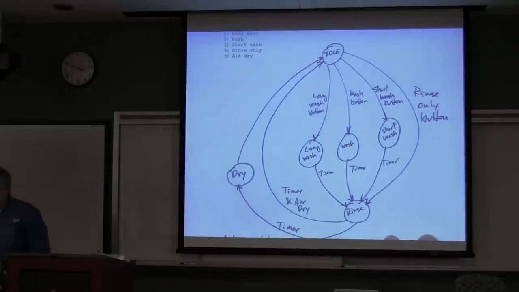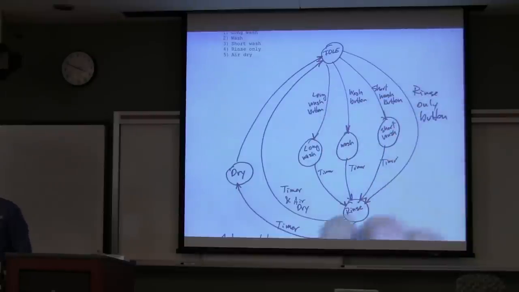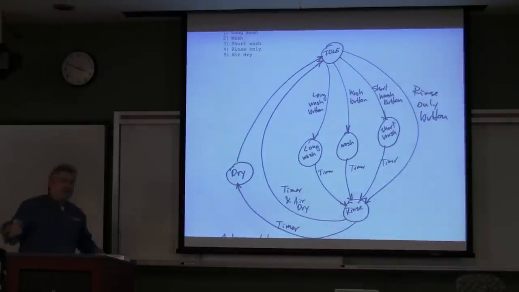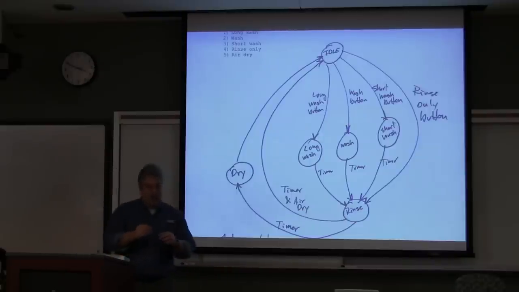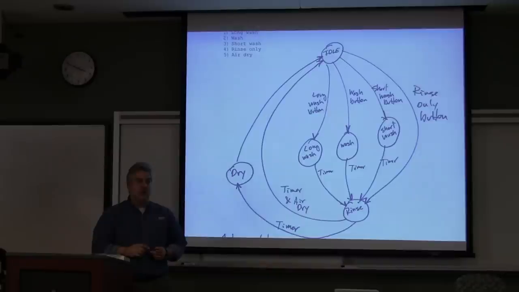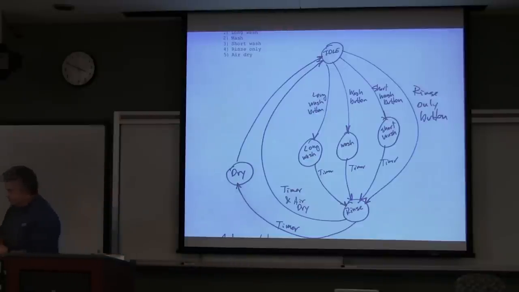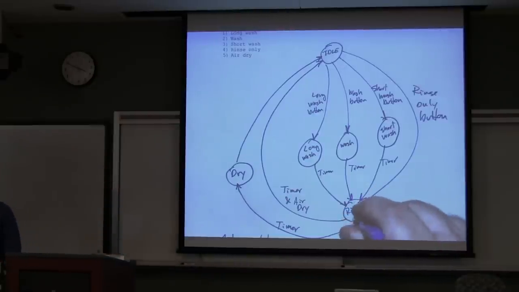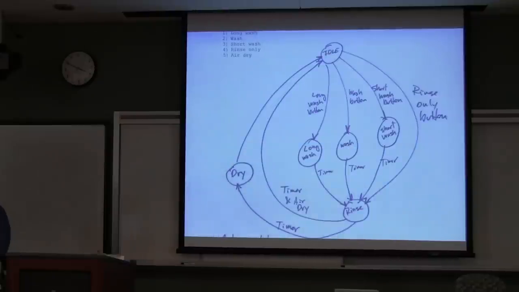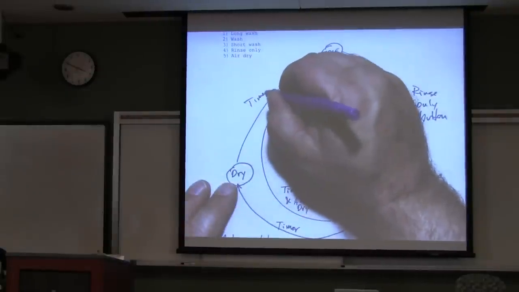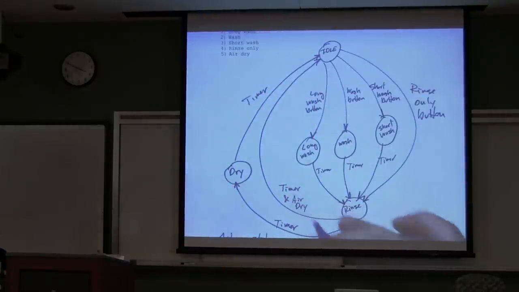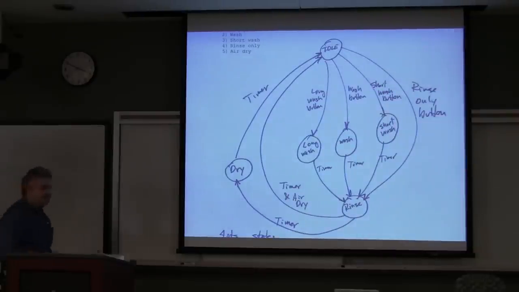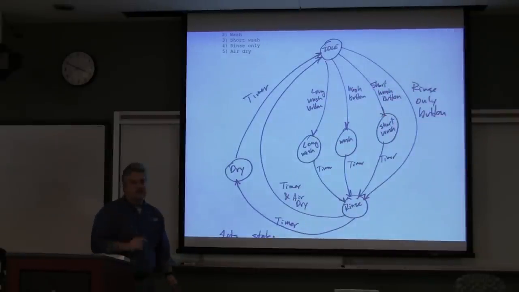And then obviously to get out of the wash is some sort of timer. I didn't tell you how long to make them all, so you made your own assumptions, but it's some sort of timer, all right? Hopefully with a long wash, it'll be a long timer. With a short wash, it'll be a short timer. But they'll all go to rinse. Once rinse is complete, either a timer sends it to the dry, ooh, I need to add a timer here too, or the timer with the air dry button sends it back to idle. So this wasn't a hard thing.